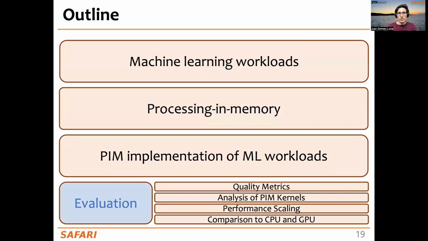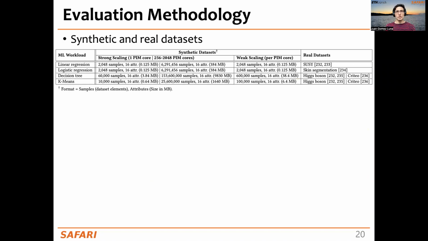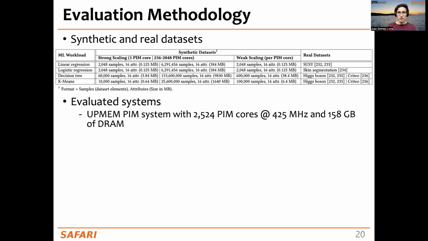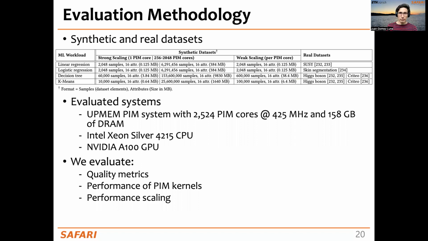Now let's go with the evaluation of these workloads on the PIM architecture. First of all, we are going to see the evaluation methodology. We have used synthetic and real datasets: synthetic datasets for strong and weak scaling experiments, and real datasets for the comparison to CPU and GPU. We have evaluated a PIM system with 2524 PIM cores, an Intel Xeon CPU, and an NVIDIA A100 GPU, and we evaluate, first of all, quality metrics, then performance of PIM kernels, performance scaling characteristics, and finally, comparison to CPU and GPU.